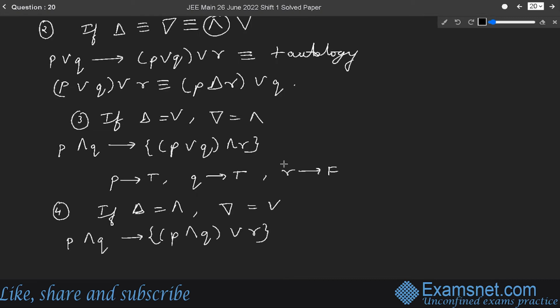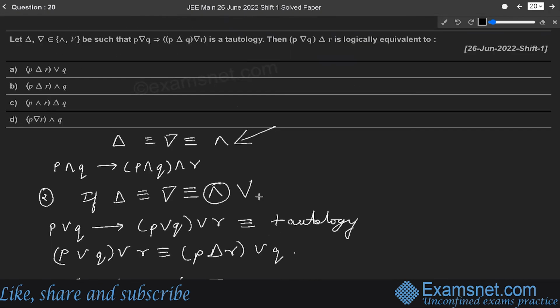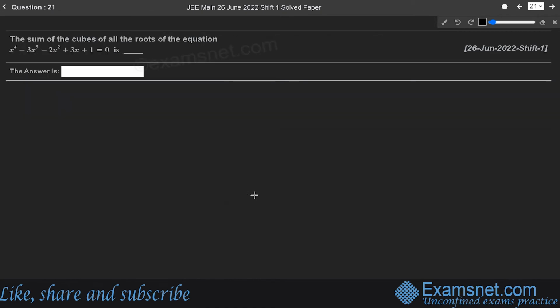Therefore, we can say that the correct relation which is equivalent is P delta R union Q, which is option number A here. I hope this question is clear to you. Moving on to next question.